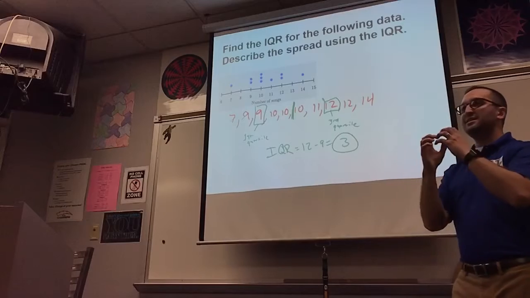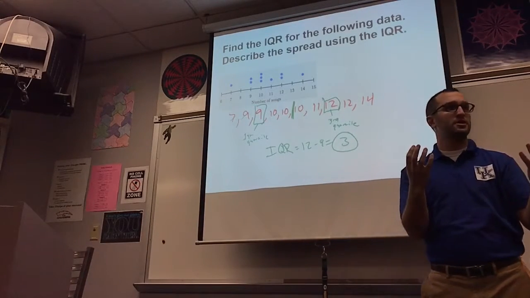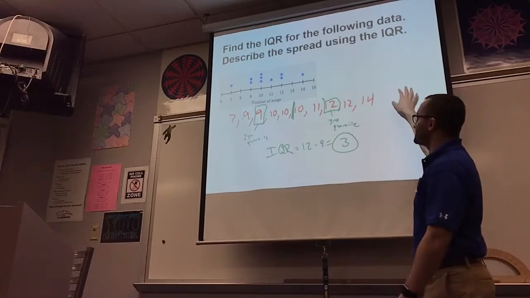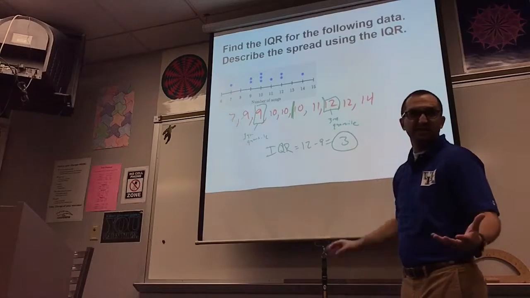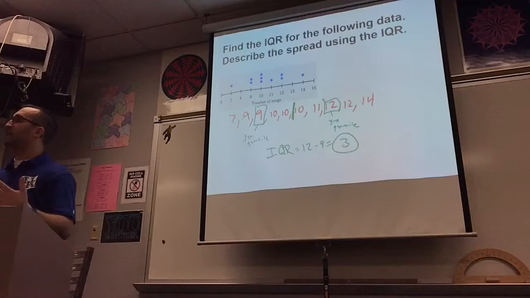And the IQR is a good measurement, it's a better measurement of spread because it isn't affected by those outliers. You see why the IQR is a little bit more effective than the range? We threw 60 in here, it didn't really change the IQR. In fact, it actually decreased, which is kind of interesting. Okay? So just something to consider with the IQR.